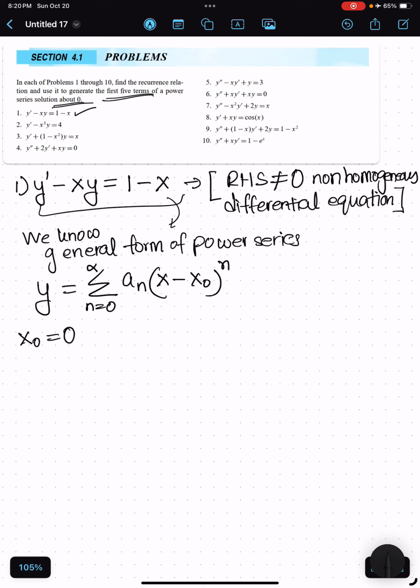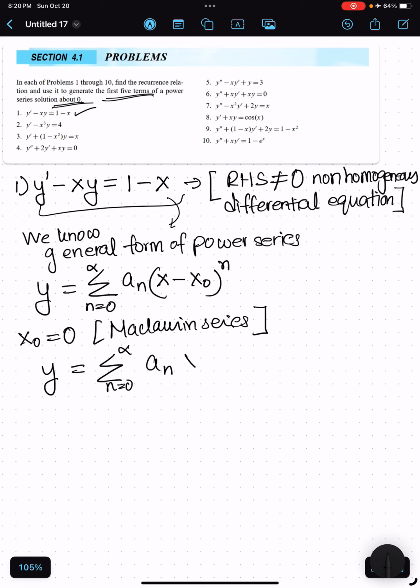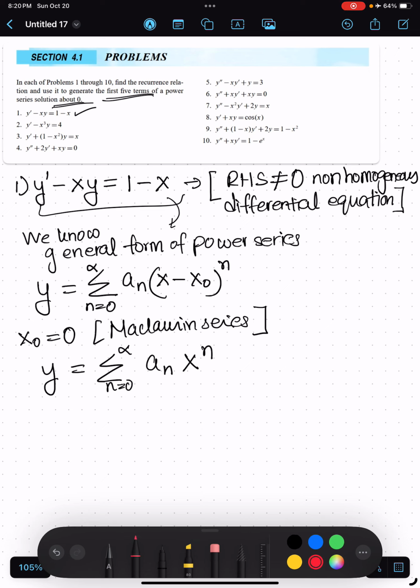That means we can say it's a Maclaurin series. Not that it really matters, but I'm just writing it down. Okay. So that means our general form of power series for this section 4.1, for all the problems in section 4.1, would be in the form of summation n equal to 0 to infinity a sub n x to the power n. Let me draw a red box. All right.